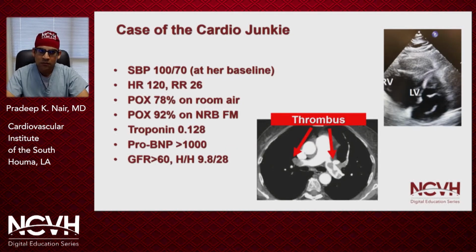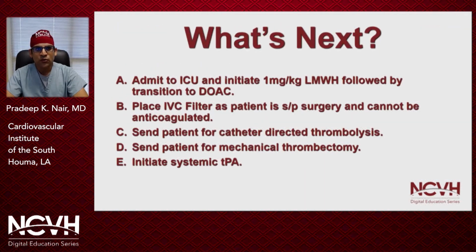Her blood pressure was at her baseline. Her heart rate was elevated. She was significantly hypoxemic. Troponin was elevated. She had an elevated BNP. And you can see on the echo image, on the short axis view, her RV was significantly dilated, and on the CT scan, there was right ventricular pressure overload. And on the CT scan, she had significant bilateral thrombus. So the question is, what would you do?